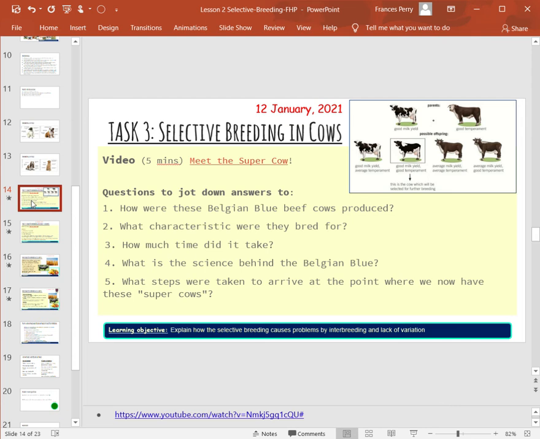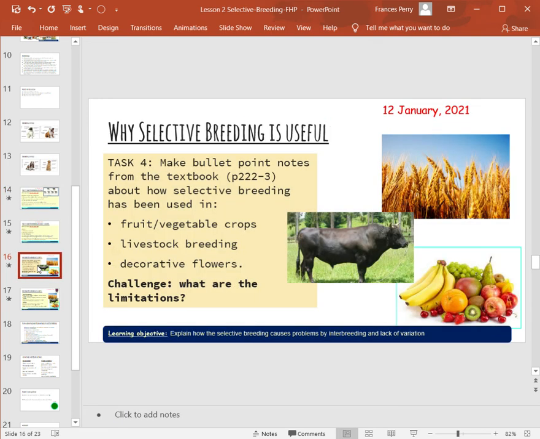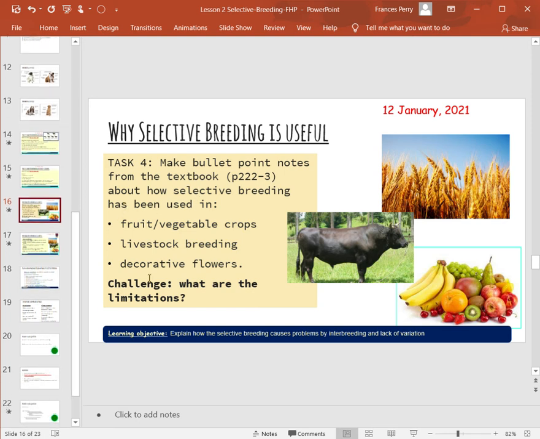Then the third task is in the context of cows. There's a 5-minute clip to watch, 5 questions to answer, and the answers are on the next slide. So that's task number 3. Task number 4 then is to go over to your textbook, page 222 to 3, and make bullet point notes about how selective breeding has been used not only in livestock breeding but also in producing crops and decorative flowers.